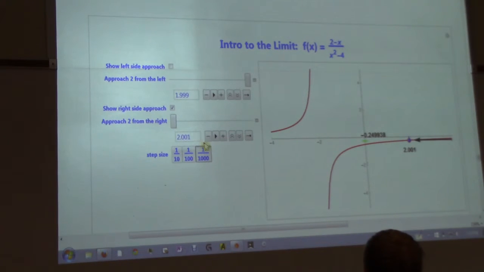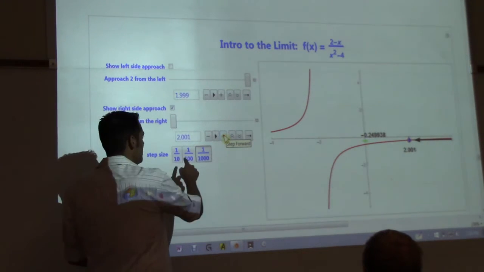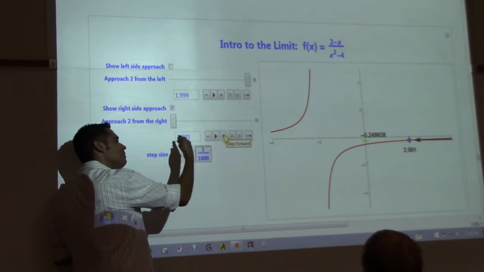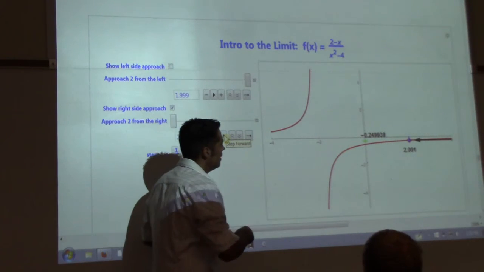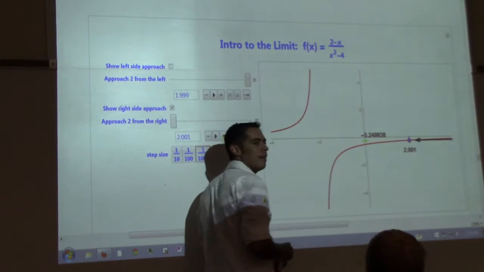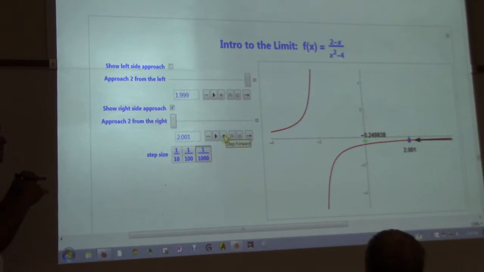Does that look like it's getting... I went to 2. Okay, what happened at 2? That's a problem in my code. Don't worry about it. All right, so what does it look like? I'm really close to 2, but a little bit to the right. The value is negative 0.24999. On the other side, we were pretty close to that also, right?